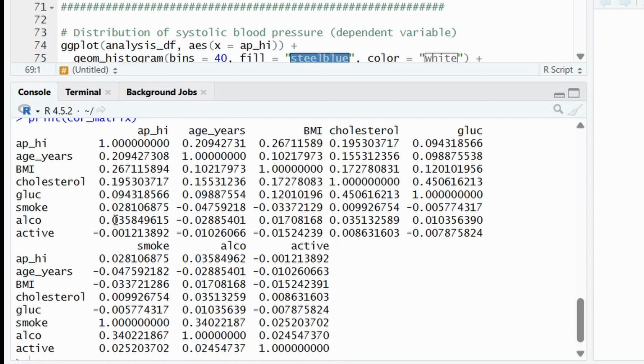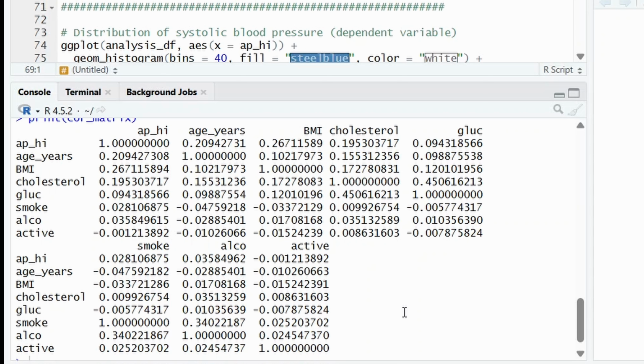Looking at the predictors themselves, cholesterol and glucose are somewhat correlated, 0.451, which makes sense because elevated cholesterol and glucose often occur together. Smoking and alcohol have a moderate positive correlation, 0.340, meaning people who smoke are somewhat more likely to drink alcohol. Most other correlations are very small, near 0, indicating that the predictors are mostly independent from each other.